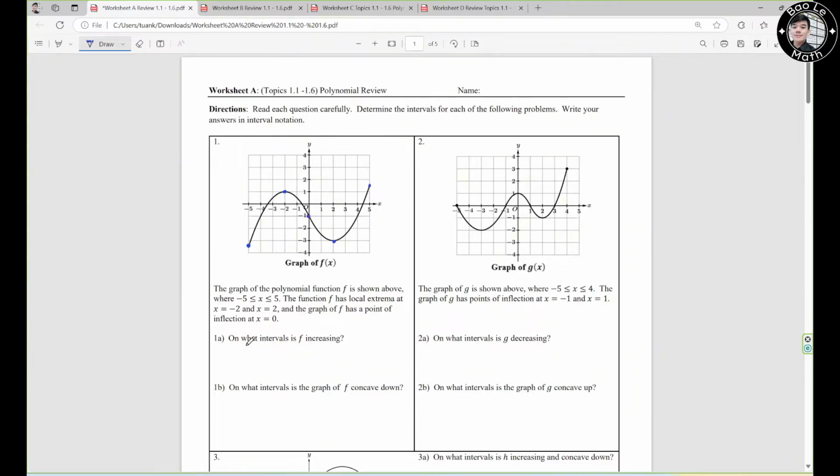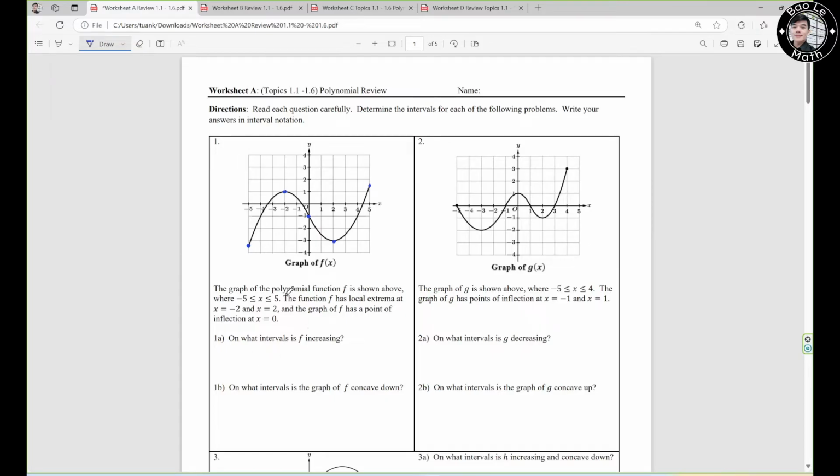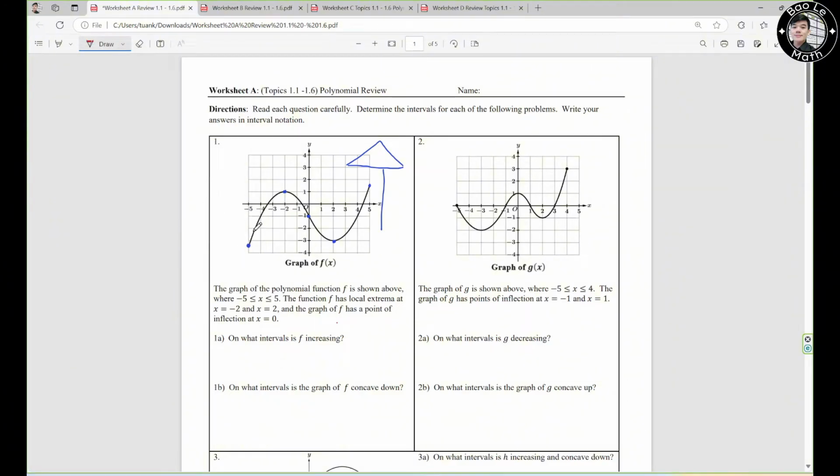Alright, on what intervals is f increasing? In order to know if the function is increasing or decreasing, make sure you know the Christmas tree trick. Okay, so I have the Christmas tree trick right here. You need to draw the tangent lines of the graph, right? So the tangent line like this. This is the first tangent line, this is the second tangent line, and this is the third tangent line.